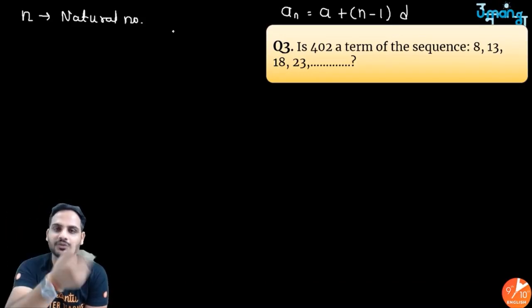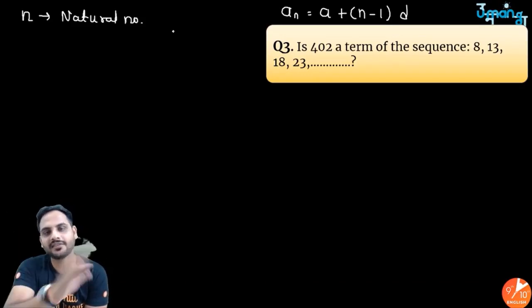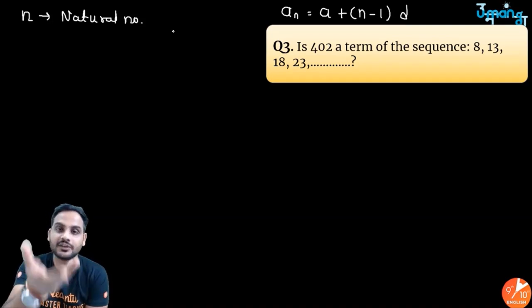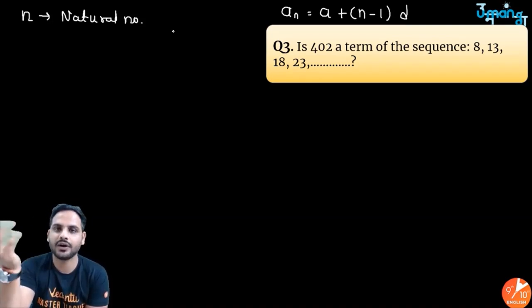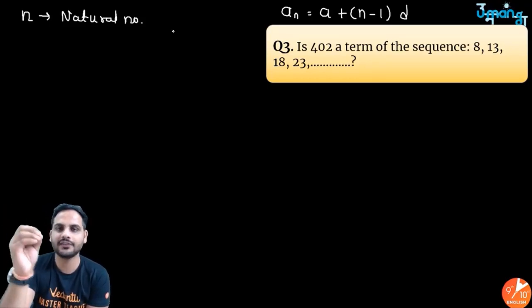There is no minus 2 term. What is coming at minus 2 place or minus 10th place or 0th term? Nothing like that, right? Or what is the term which is coming at half place? Either first term, second term, third term, fourth term, fifth term, like that. So n has to be a natural number.